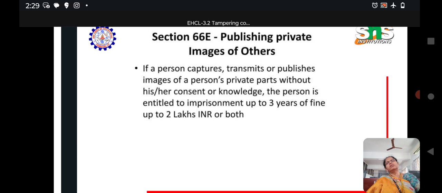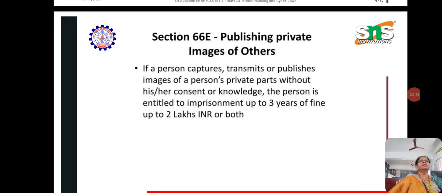Next is section 66E. What is that? Publishing private images of others. Every person is the owner of their own photograph, right? So if another person is using a particular person's photograph, then he has to get approval from the owner of that image. Otherwise, it is also a crime, a fraudulent activity. That comes under section 66E, publishing a private image of others.